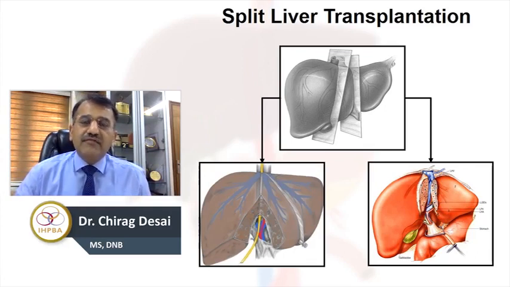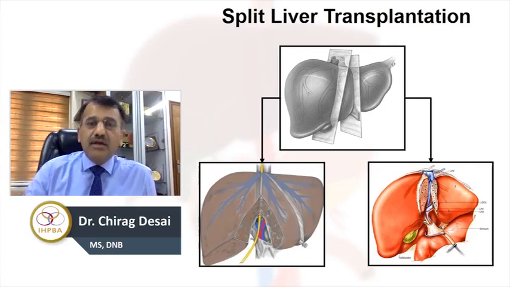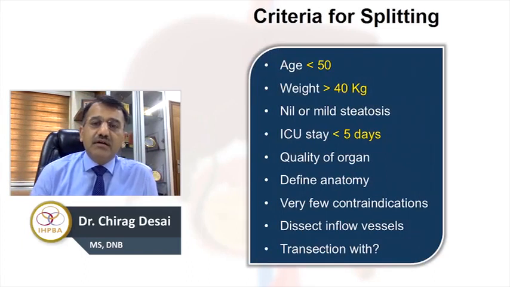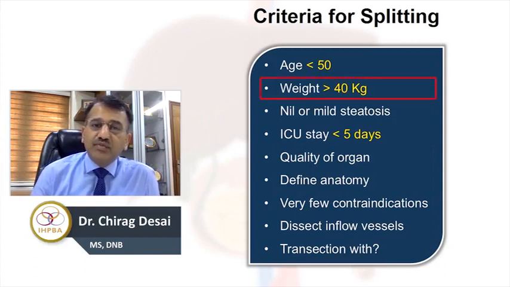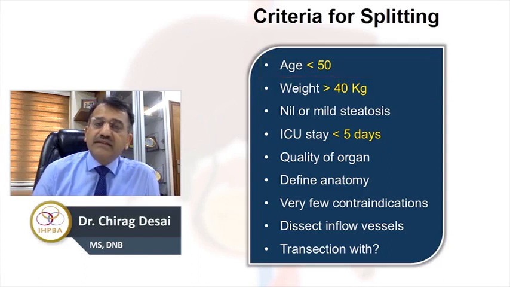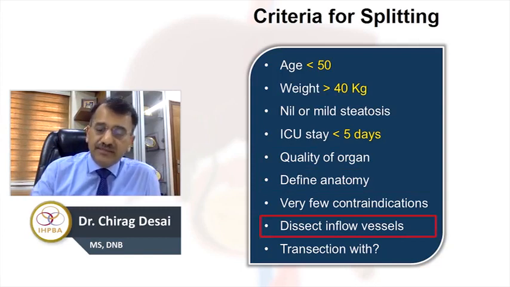So this is a great effort and a tool to increase the potential liver pool. Splitting is not possible in every organ, but should be considered where the liver is of good quality, the weight of the person is more than 40, age is less than 50, there is hardly any steatosis, the hemodynamic stability is great, no other adverse factors, other parameters normal, quality of organ looks good, the anatomy looks good, and the anatomy of the vessels is technically not hampering.